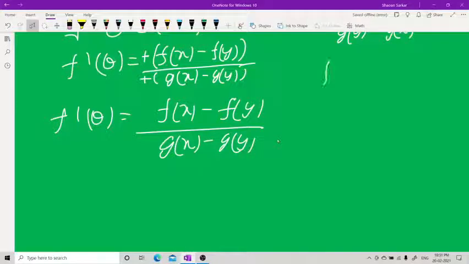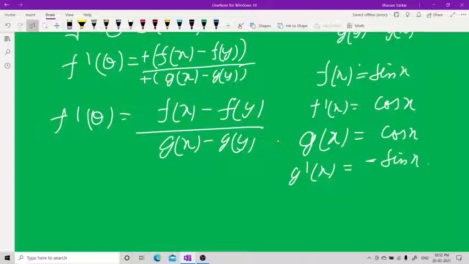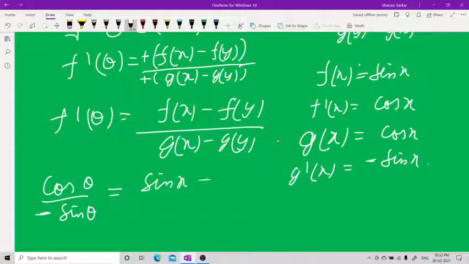So now f(x) is what? Sin x, f'(x) is cos x, g(x) is cos x, g'(x) is minus sin x. Now just put the values. F'(theta) is cos theta, g'(theta) is minus sin theta, equal to f of x, sin x minus sin y, upon cos x minus cos y.